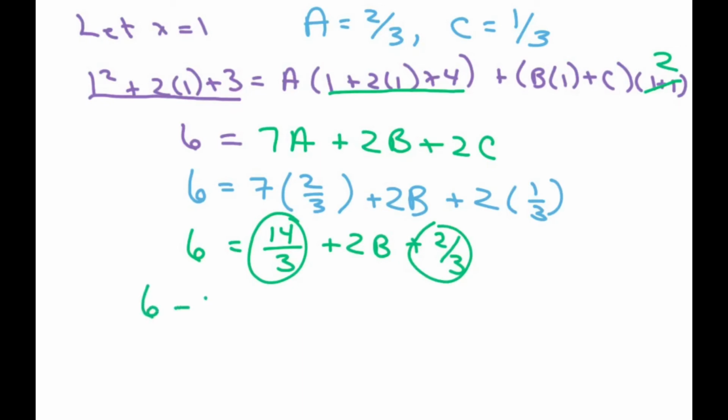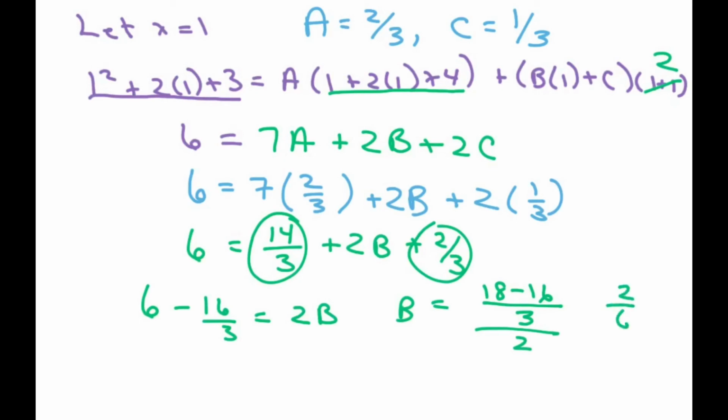You get 6 minus 16/3 equals 2B. And divide everything by 3 or 2. You get 6 times 3 is 18, so that's 18 minus 16 over 3. Divide it by 2, which is just going to be 2 over 6, which you just multiply those two, and that's going to give you 1/3. And that equals your B. So now we have B equals 1/3. Now you can plug everything in.